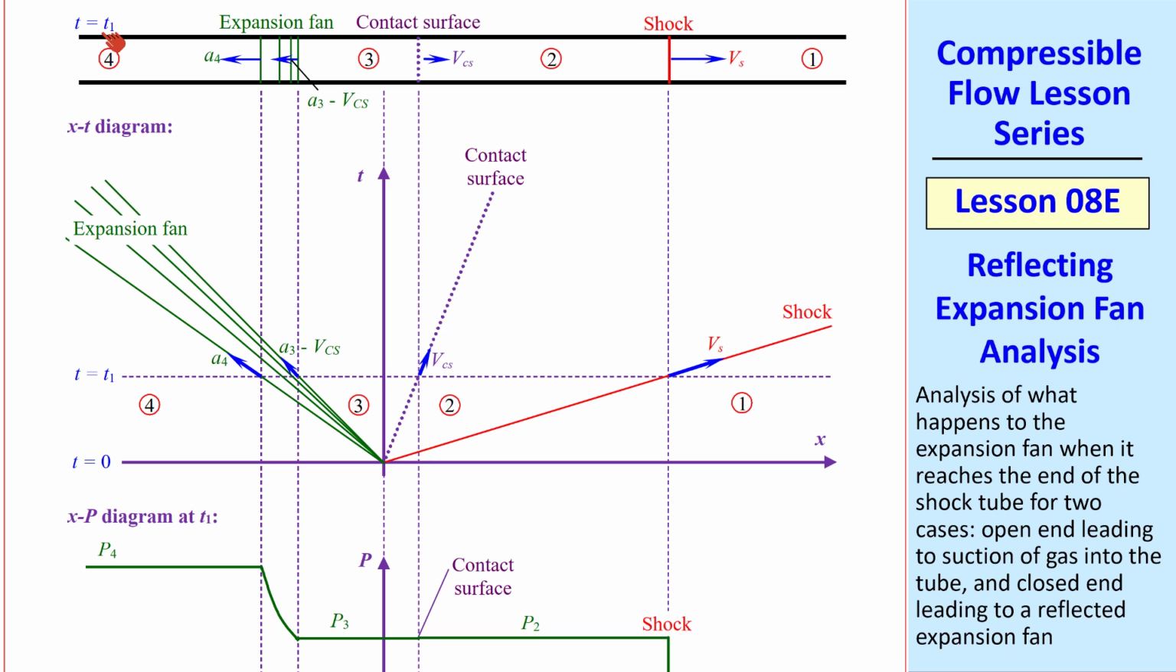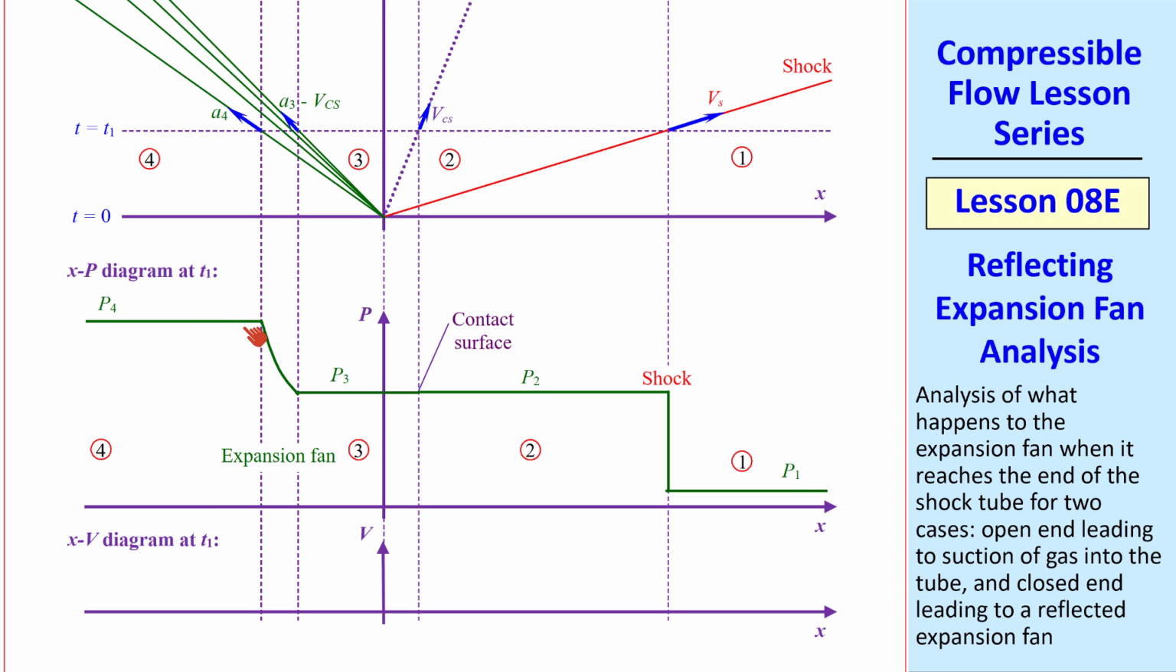And at some time T1, which is here on the XT diagram, we plotted the XP diagram, noting that P3 must equal P2 since there can't be a pressure change across the contact surface, but pressure suddenly drops as the shock moves from left to right. Note also that V4 is 0, there's no flow there, and V1 is also 0.